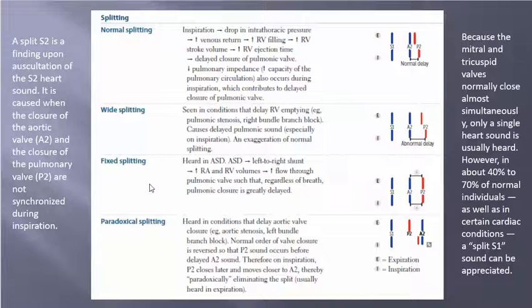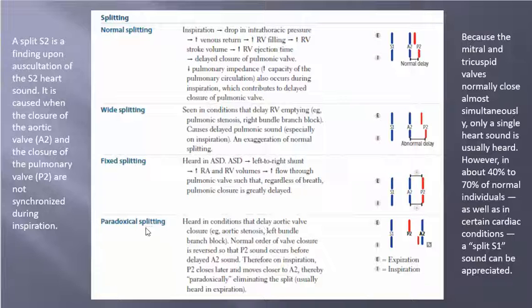And you have fixed splitting. Here you hear it in an atrial septal defect with left to right shunt. Again, you're getting this left to right blood recirculation, and you have an increase in your right atrial and right ventricular volumes. Okay? Because why? The left is moving to the right. So then you have an increase in flow through your pulmonic valve such that regardless of your breath, the pulmonic closure is greatly delayed because of this large amount of filling and shunting.